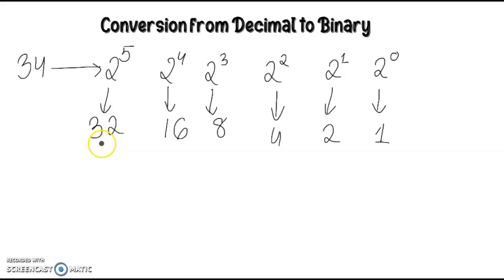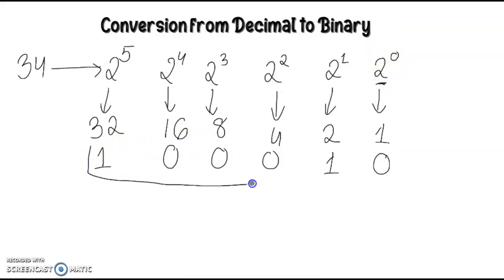Since these powers will add to 34, we're going to put a 1 underneath both of these powers. And you see these other powers, 2 to the fourth power, 2 to the third power, 2 to the second power, and 2 to the 0th power, between 2 to the fifth power and 2 to the first power. That adds up to 34. Now, you're going to put zeros underneath these powers until you reach 2 to the 0th power.